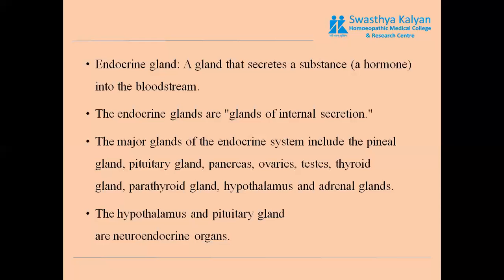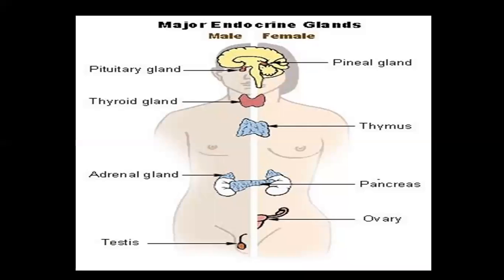The major glands of the endocrine system include pineal gland, pituitary gland, pancreas, ovaries, testes, thyroid gland, parathyroid gland, hypothalamus, and adrenal gland. The hypothalamus and pituitary gland are neuroendocrine organs. Now, major endocrine glands: pituitary gland, thyroid gland, adrenal gland, testes, pineal gland, thymus, pancreas, and ovary. So they are the major endocrine glands.